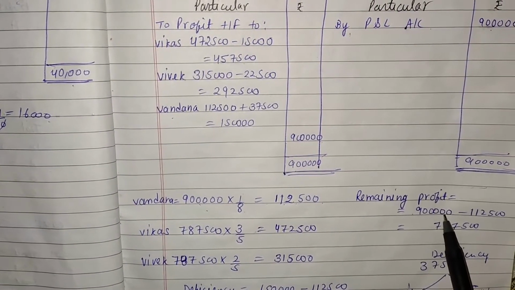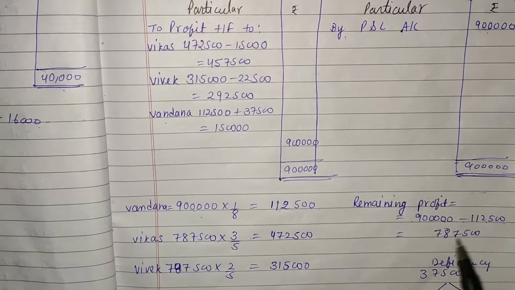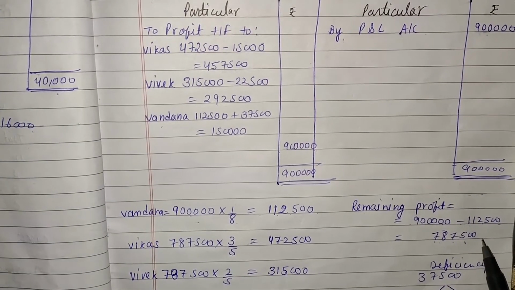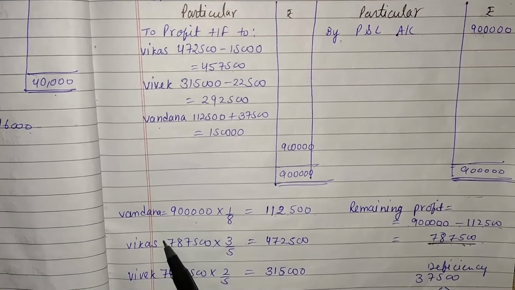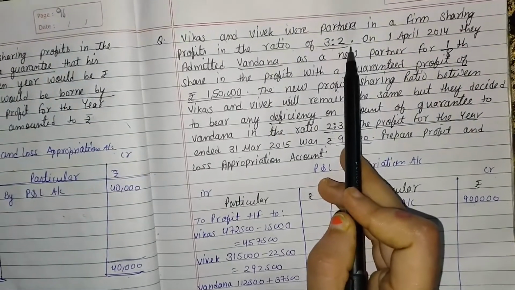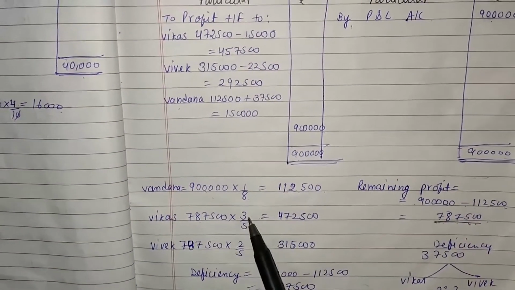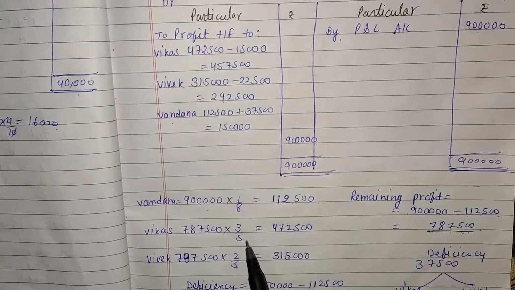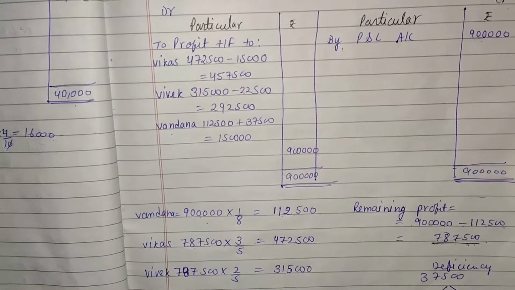Total profit is 9 lakh. Vandana is getting 1 lakh 12,500. Now the remaining profit is 7 lakh 87,500. That 7 lakh 87,500 is distributed to Vikas and Vivek in the ratio 3 is to 2. So distribute the amount in the ratio 3 is to 2. 7,87,500, Vikas's ratio is 3, total of this is 5. Vikas is getting 4,72,500.